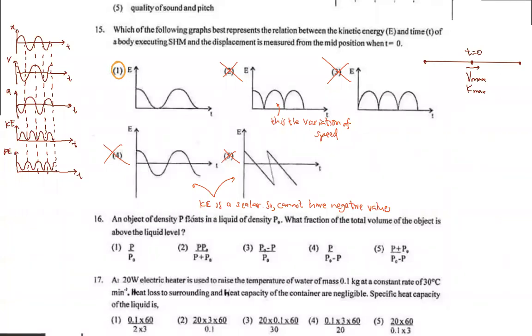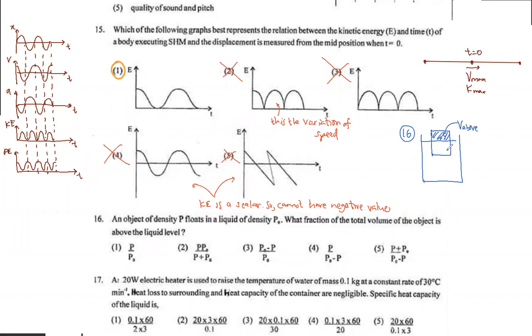Sixteenth one. An object of density rho floats in a liquid of density rho naught. What fraction of total volume of the object is above the liquid level? Might be difficult. This is the liquid and the object is like this. Fraction of total volume: so let's say this is the volume above the liquid they're asking us.